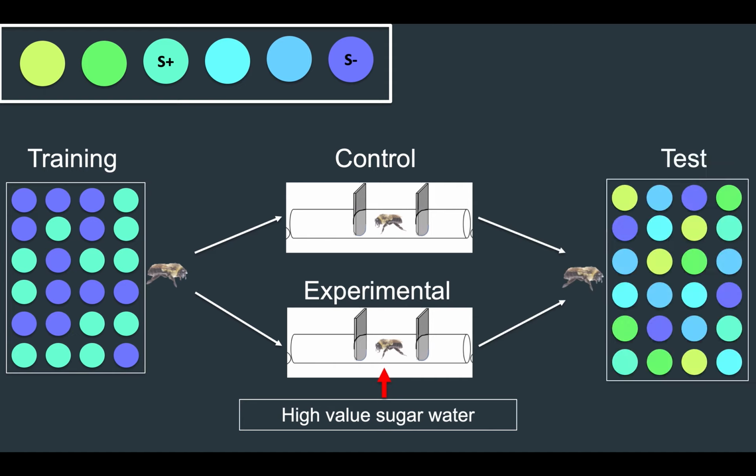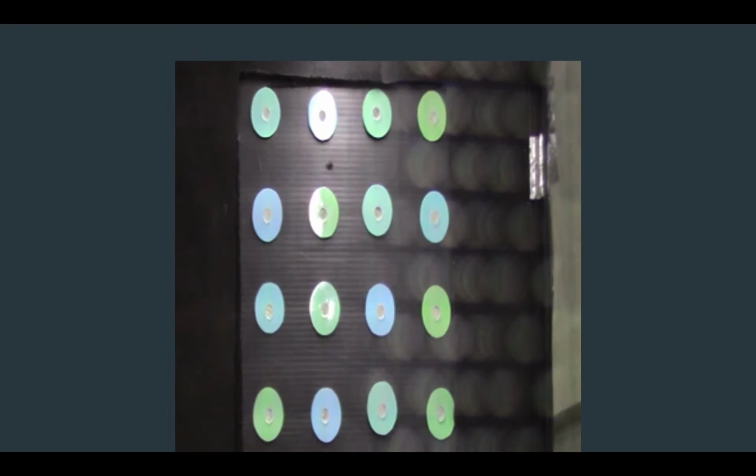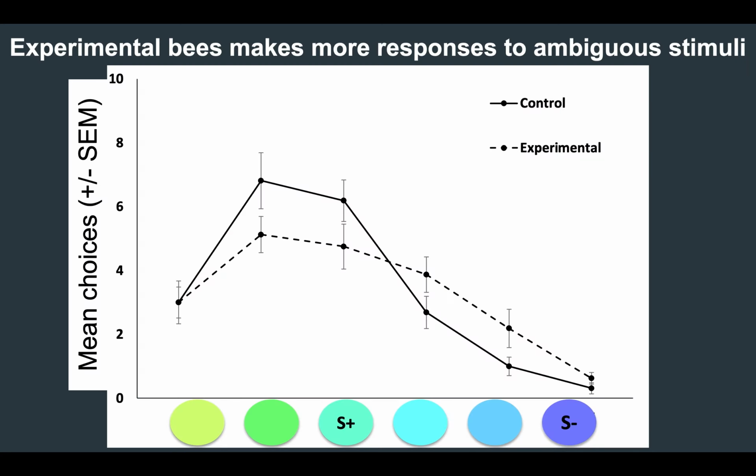So the test array contained 4 of each of our 6 stimuli, and our dependent measure was the number of choices that the bees made to each of these particular stimuli. Here's a quick video showing our bees making choices. They inspect the stimuli, and then they zip up to one and they make a choice. And these are our data. So these are mean choices for each group with our stimulus set across the bottom here.